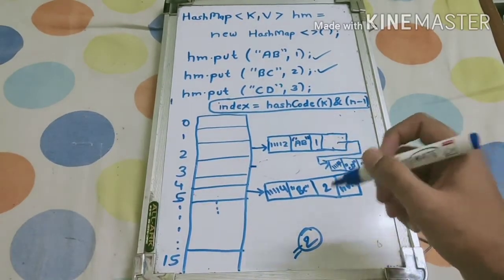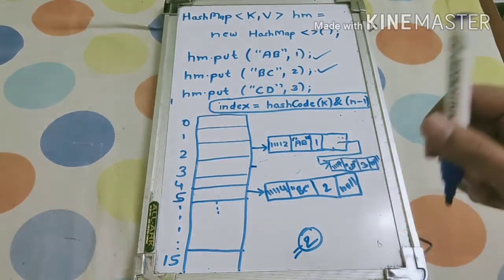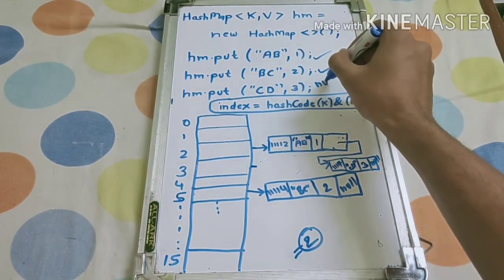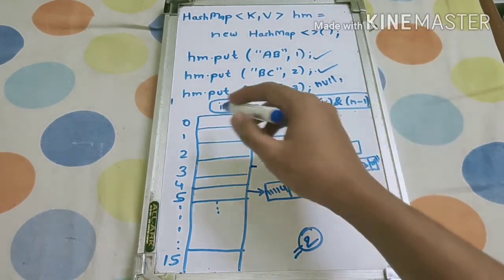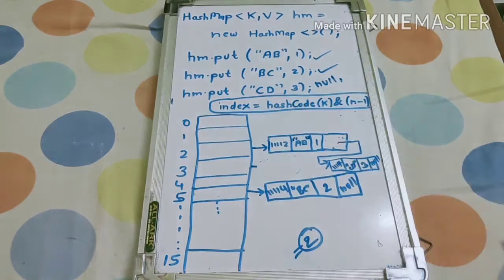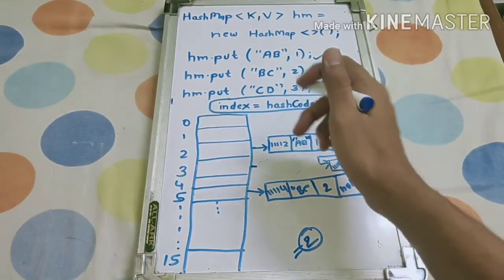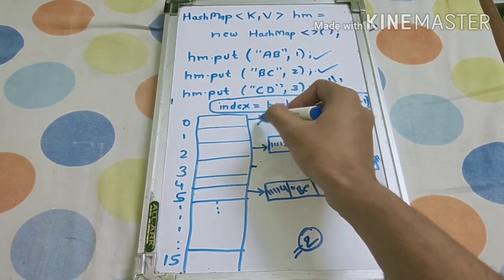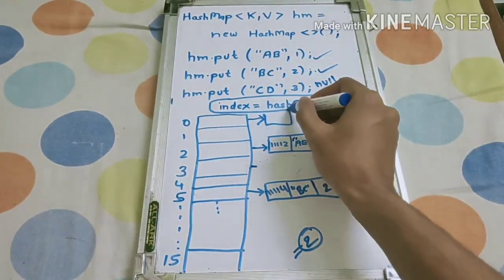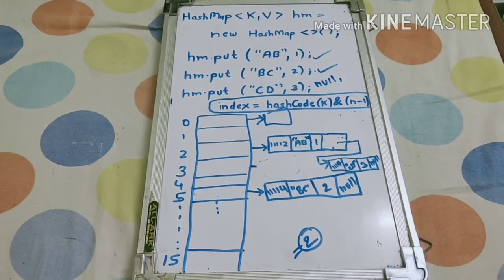Now another interview question is: if we are passing null as the key, where will it store that? This is one of the questions asked about internal working. It will store that at the zeroth index, as the hash code of null will be 0, so it will always store it at the zeroth index. So that's how HashMap works internally in Java.